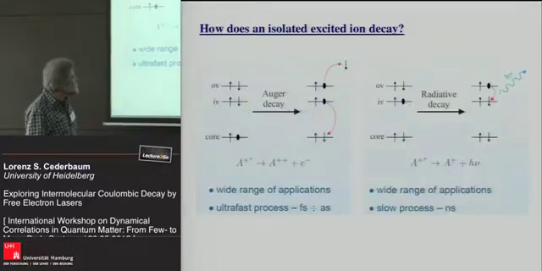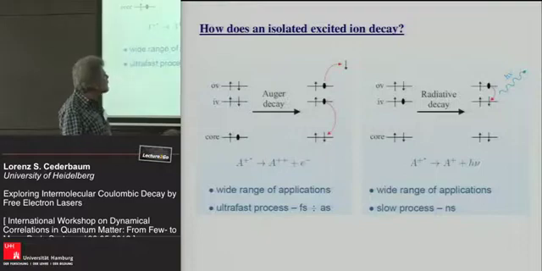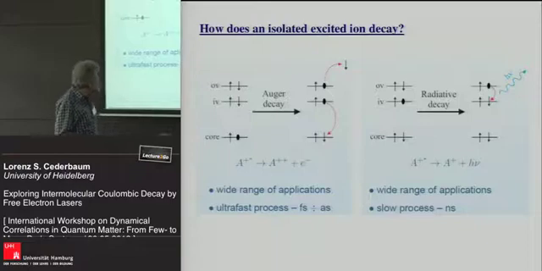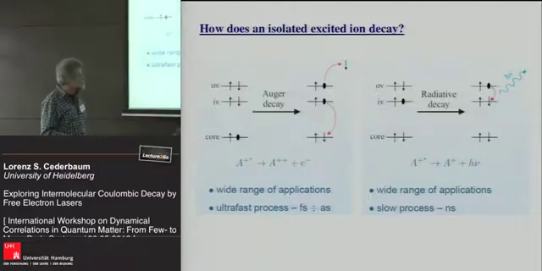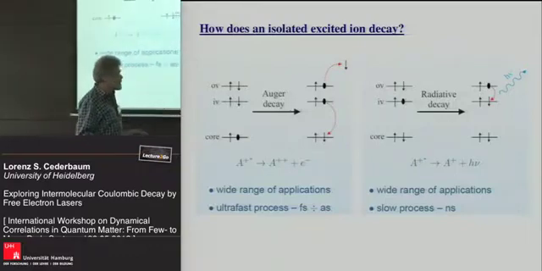If we remove a valence electron, here I separate them into outer valence and inner valence, then you usually have radiative decay in an atom or a small system. An electron falls in here and a photon is emitted. This we all know, but it's a relatively slow process, nanoseconds at best.